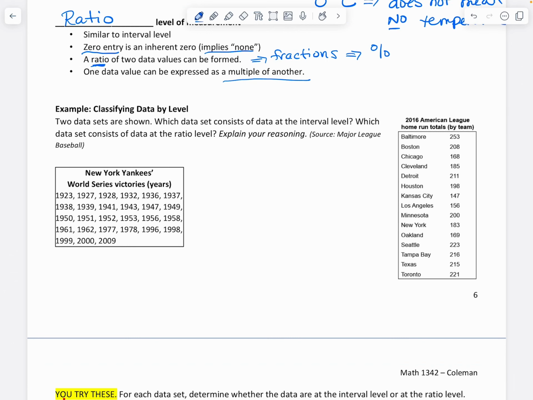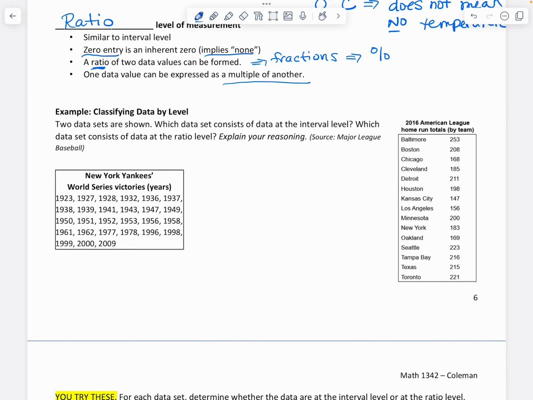All right, next example. Two data sets are shown below. Which data set consists of data at the interval level and which is at the ratio level? So if we look at the first one, this is New York Yankees World Series victories. There are a group of years from least to greatest. Those are years. They're numbers, but more specifically a year. All right. So this one would be an interval.